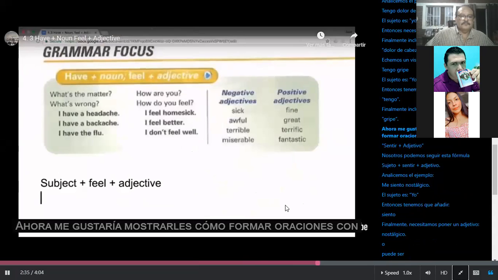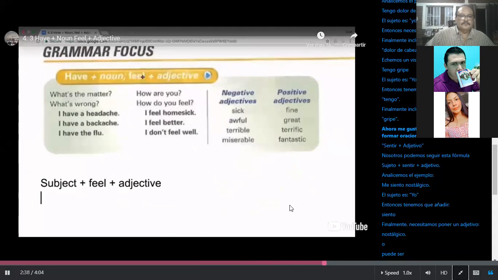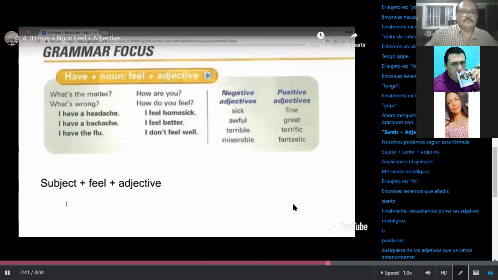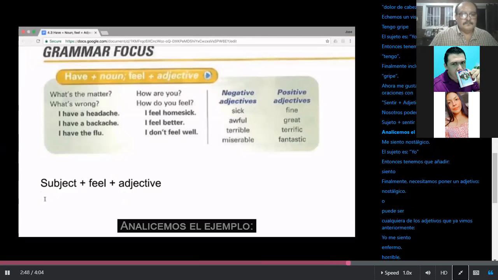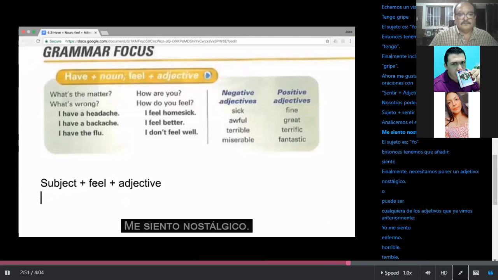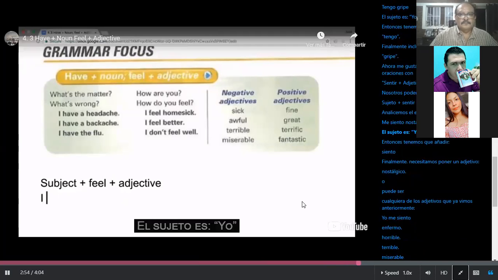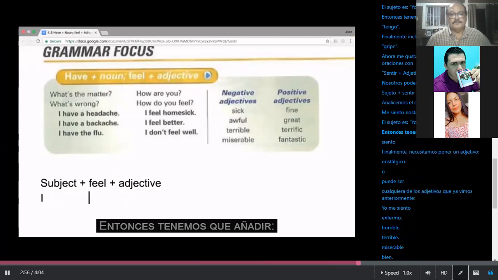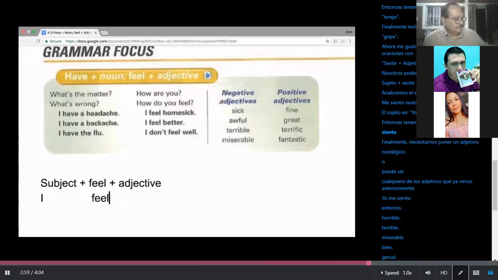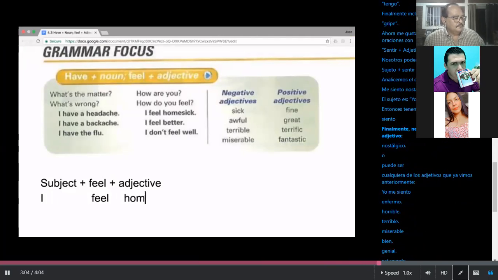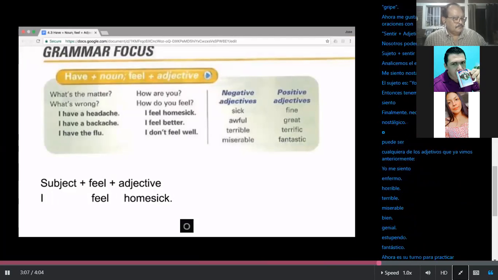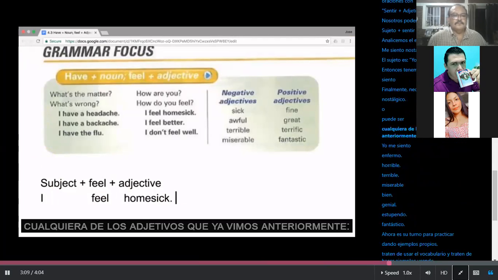Now, I would like to show you how to form statements with feel plus adjective. We can follow this formula: subject plus feel plus adjective. Let's analyze the example. I feel homesick. The subject is I. Then we need to add feel. Finally, we need to put an adjective, homesick. Or it can be any of these adjectives towards the right.